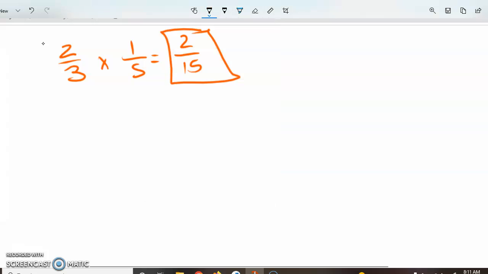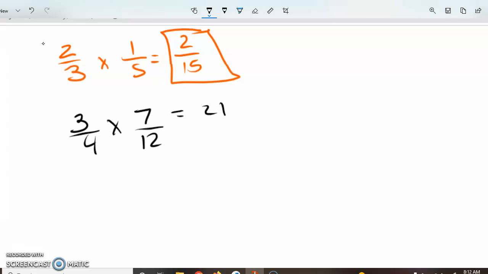The next problem we're going to do is going to be number 2, which is 3/4 times 7 over 12. Okay. And for this one, again, we're multiplying. We do not need common denominators. We're going to multiply across. 3 times 7 is 21. 4 times 12 is 48. The difference in this problem is that it can be simplified.